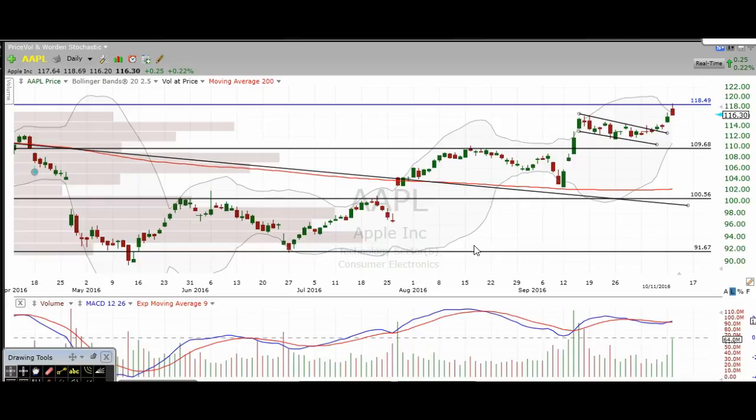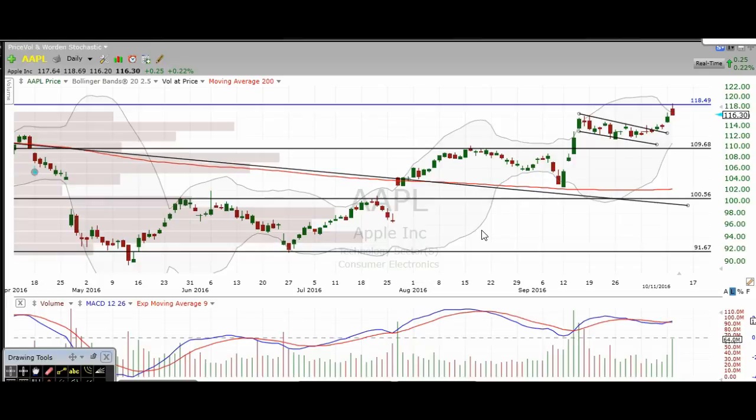thetradinganalyst.com. This is Taylor, and we're going to take a look at several charts here, and I'm going to go over my analysis and thought process. And the idea here is for you to watch and hopefully learn and potentially get some trading ideas to help you profit in the market. So the first chart we're going to look at is Apple.